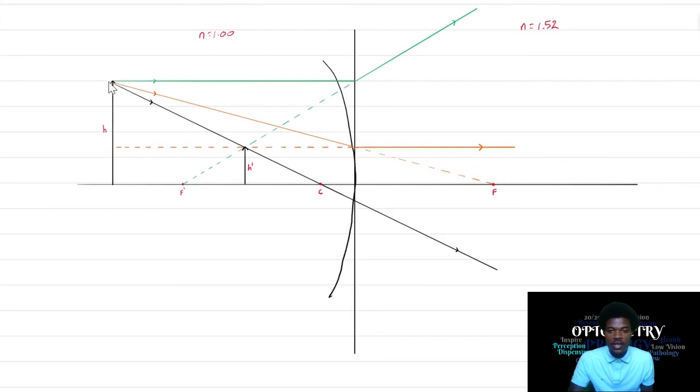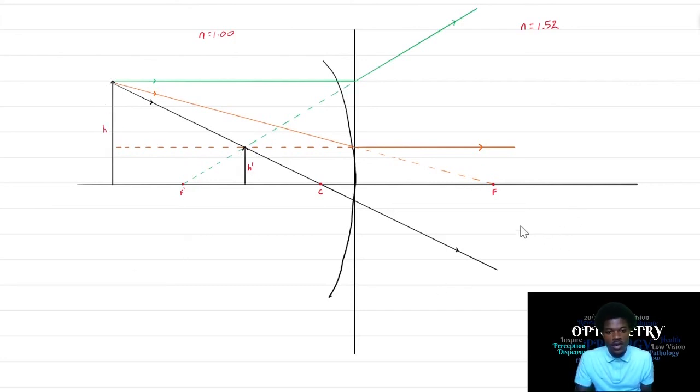Our last ray is the ray that runs through the center of curvature of the refractive surface. As we run that through and we look at where it intersects, all three intersect here. So this is where our image will be formed. And as we can see here, H prime is the height of our image, H height of our object.